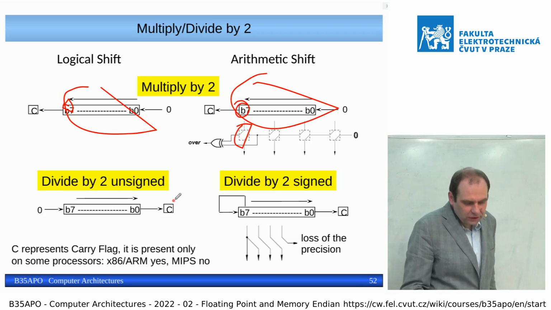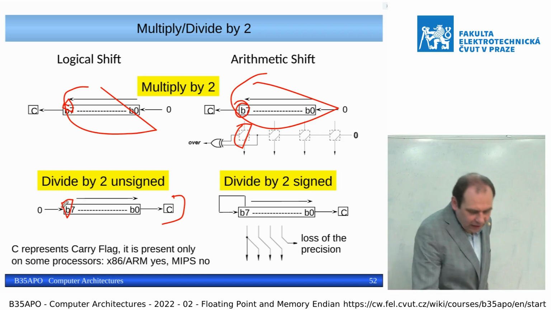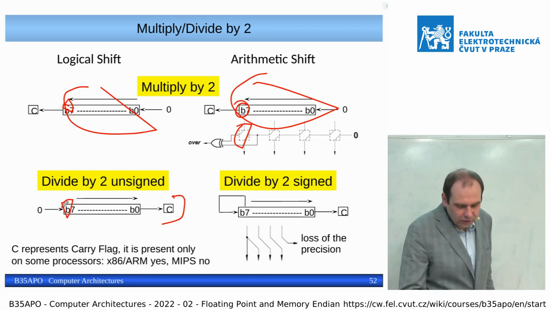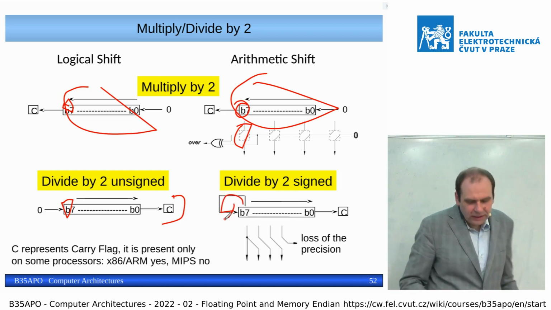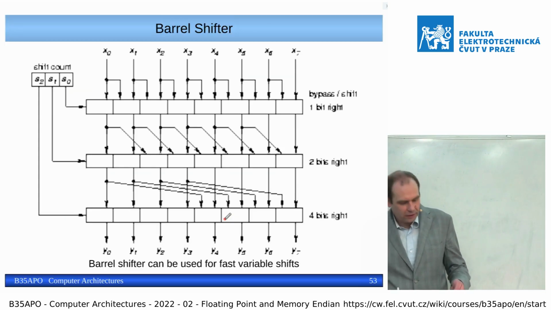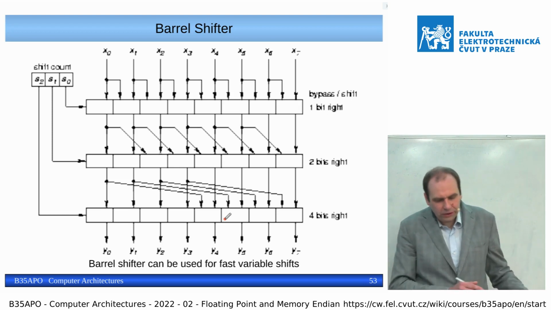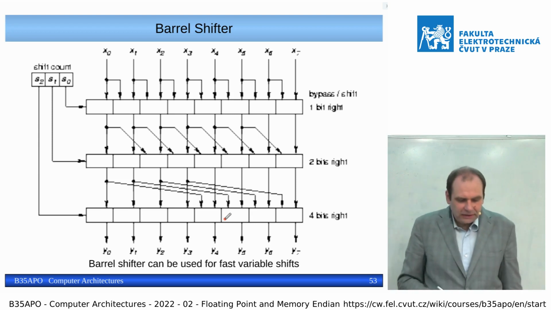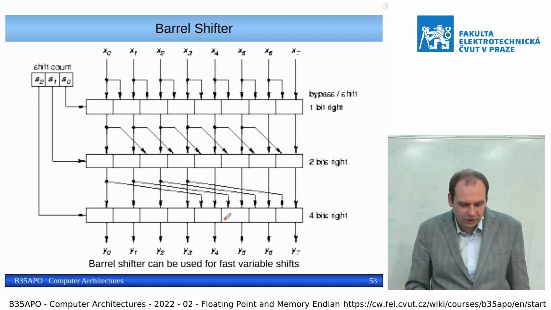For the division by 2, for unsigned numbers it is easy. We basically shift in a 0 on the left. If we want to divide a signed number by 2, then it is more complex, because in this case we need to keep the sign bit at the previous value. If we want to move to the left or to the right by more than a single bit, then we can use the so-called barrel shifter architecture.